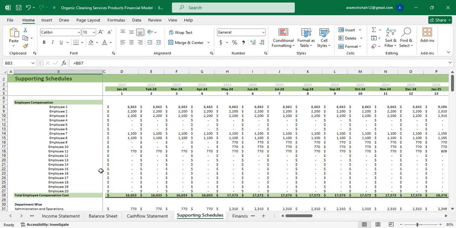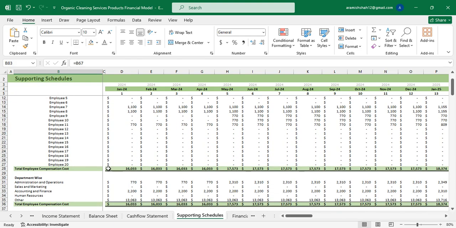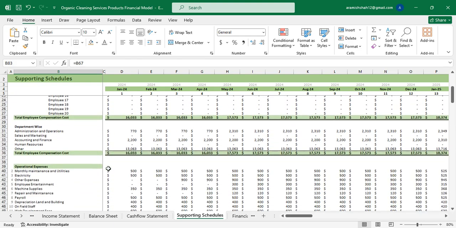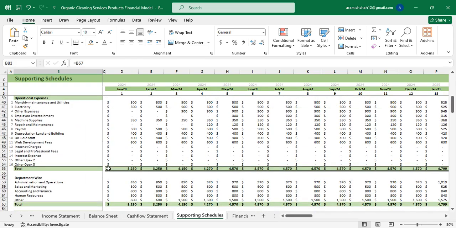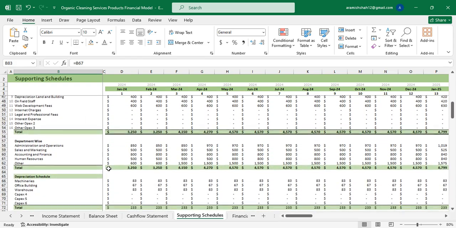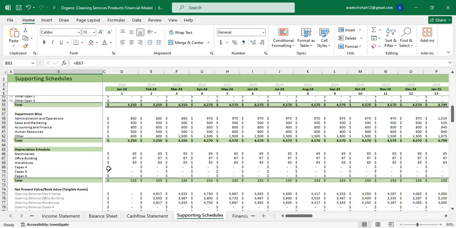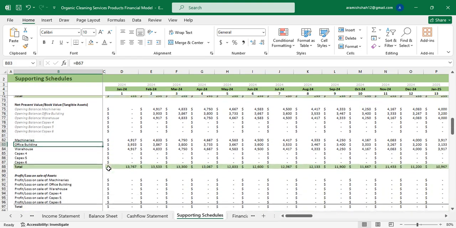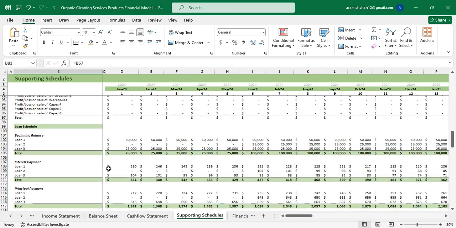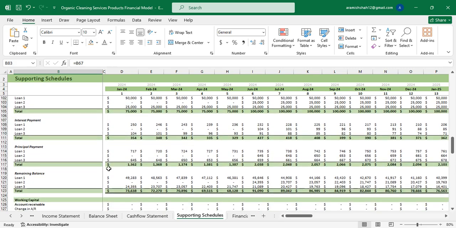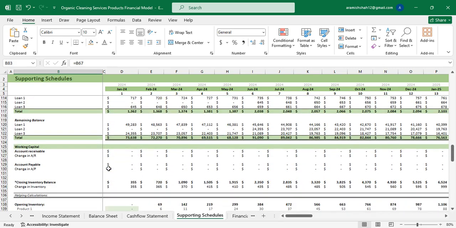Then we've got the supporting schedules, which have been calculated in order to figure out all the calculations for the key financial statements, starting from the employee compensation balances and their department-wise bifurcation, then operational expenses and their department-wise bifurcation, then depreciation schedule, moving on to the loan schedules with all of its key components, and lastly the working capital and their changes and their key components.